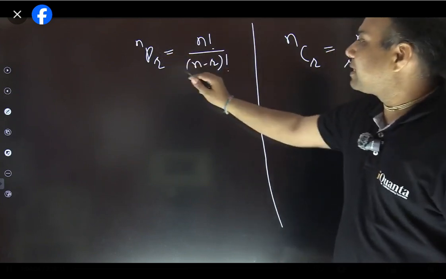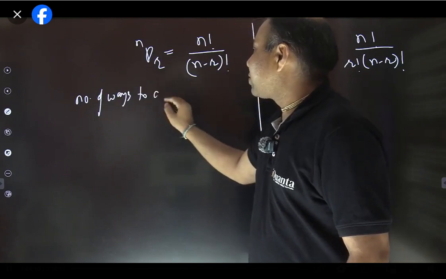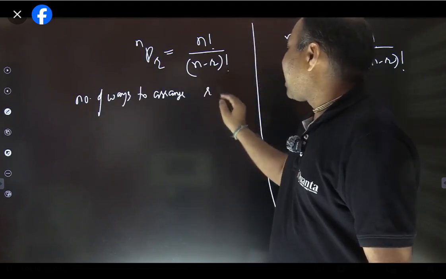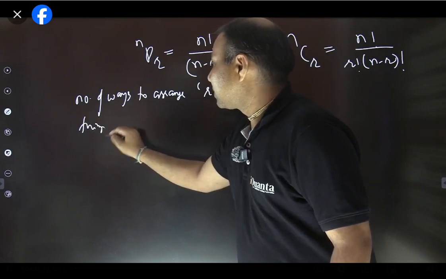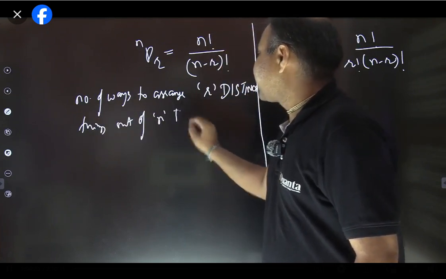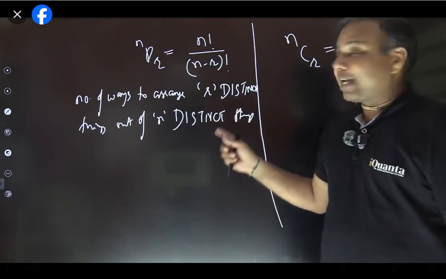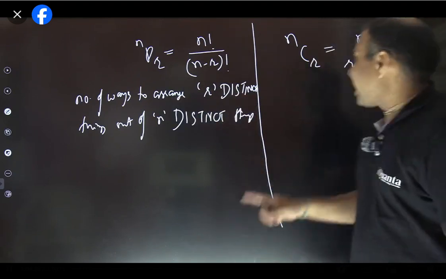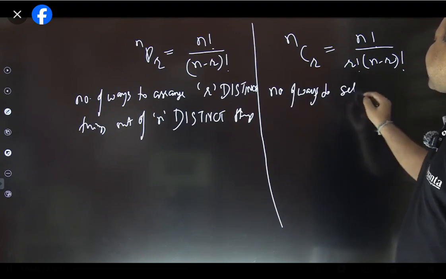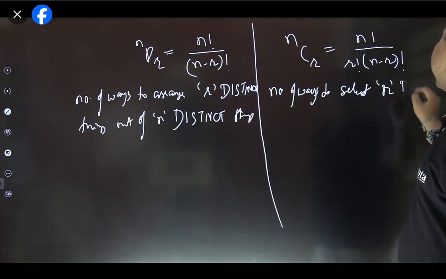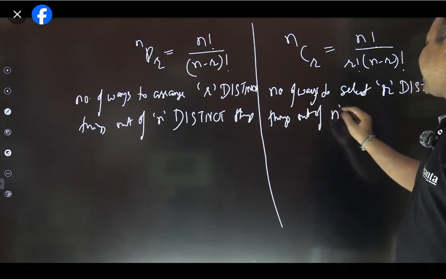Now, what does this NPR represent? It represents the number of arrangements or number of ways to arrange R distinct things out of N distinct things. Out of N distinct things, in how many ways we can arrange R distinct things. And same way, this NCR is number of ways to select R distinct things out of N distinct things.